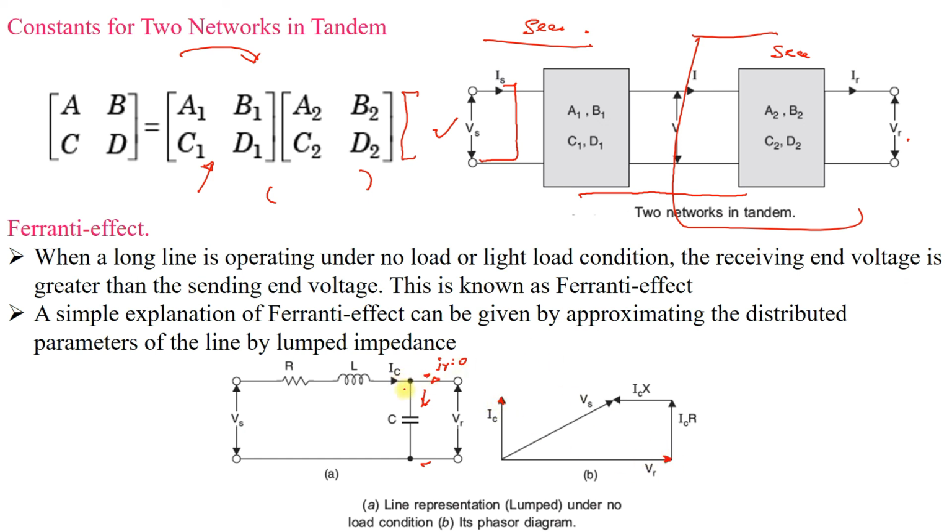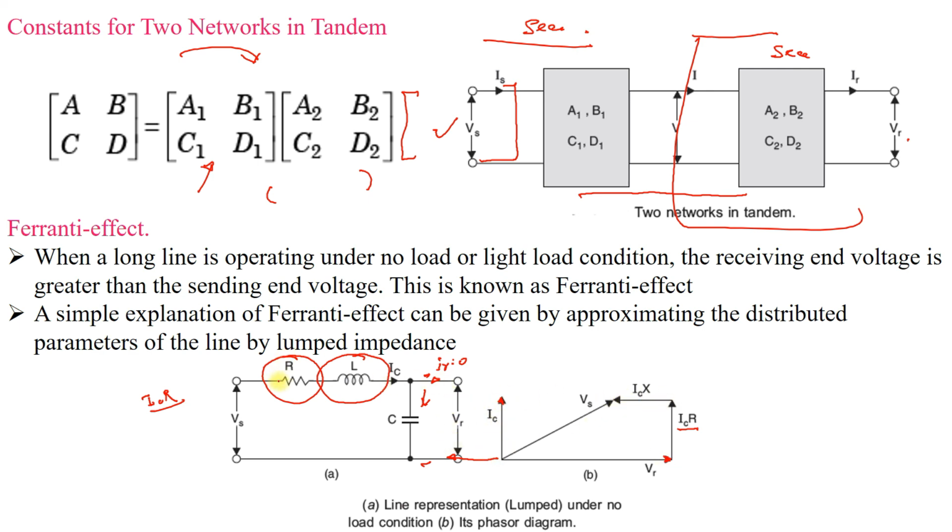When this IC is flowing through the line, there will be a drop across the resistance, equal to IC into R, and this drop will be in phase with the current. So IC into R will be drawn parallel to the direction of IC. The drop across the inductor will be lagging by an angle of 90 degrees with respect to the current. So it will be drawn like this, lagging by 90 degrees with respect to the current.